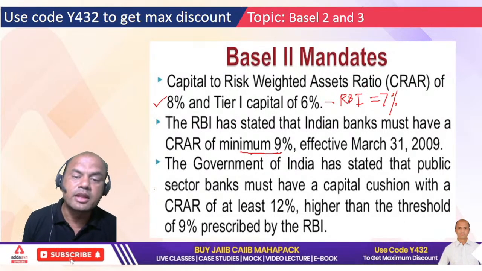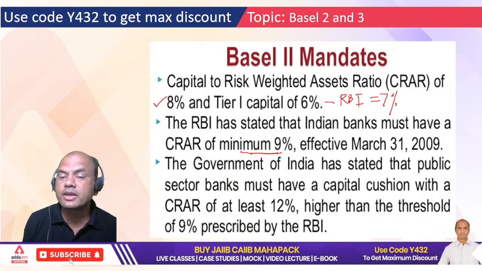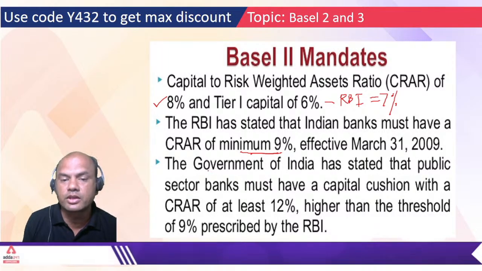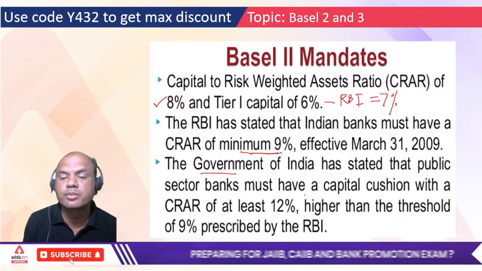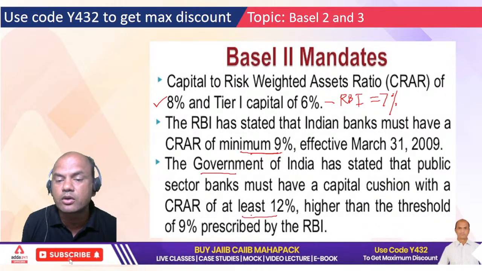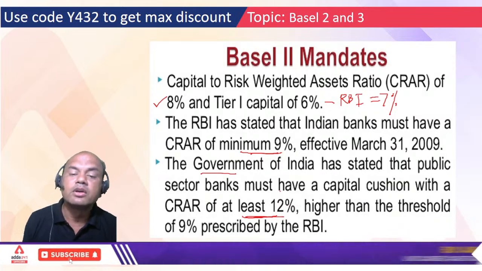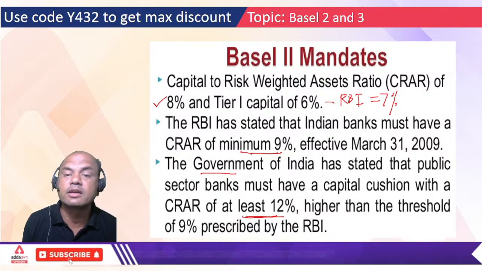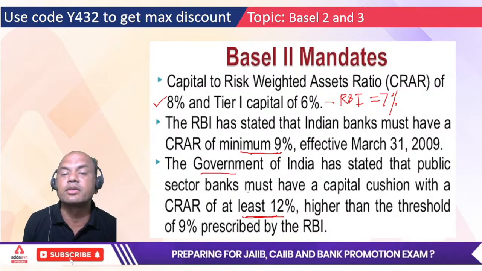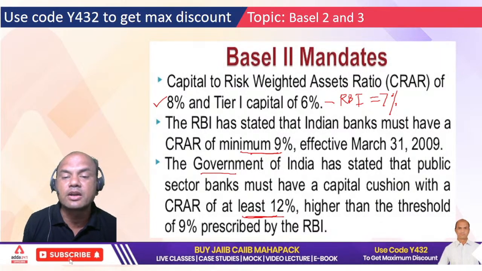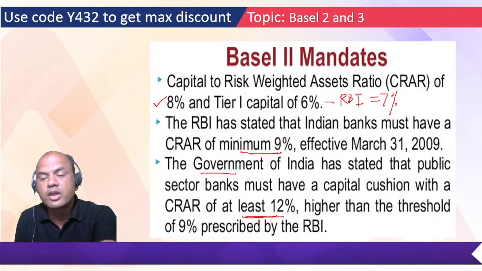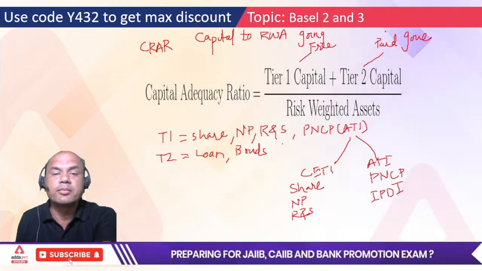Then what about nationalized banks? The government has given a very strict warning. The CRAR for all the public sector banks should be at least 12% and not 9%. So now the government has gone a step further and made these things safer. So CRAR for nationalized banks will be 12% and not 9%. Got this point?